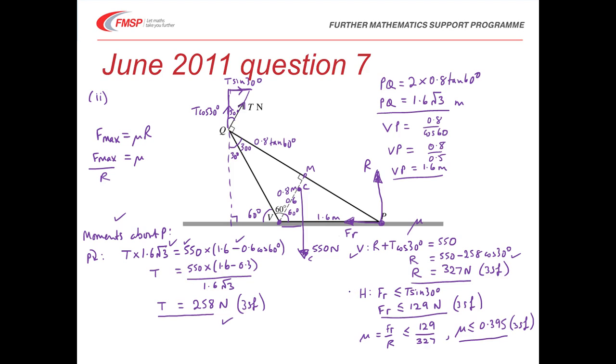A method mark for resolving horizontally. That's 3 marks. The remaining 2 marks come from dividing through as a method to find the value of mu and the numerical value for mu at the end, which is of course the greatest value of mu as required in the question. So there we go.